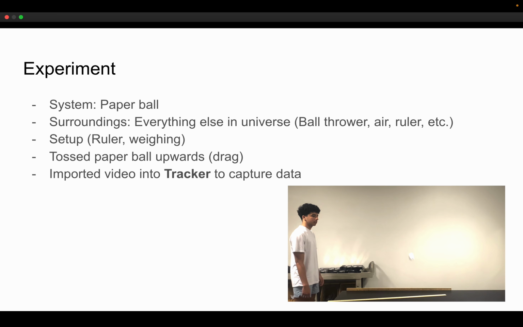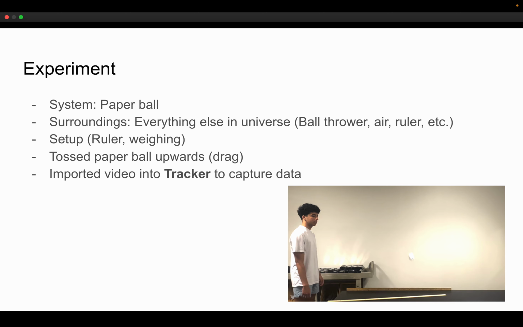For the experiment, the system was the paper ball which I threw, and everything else like the air, me, and the environment were the surroundings. We chose to use a paper ball because it would experience more visible drag due to its uneven and irregular shape. I measured the mass of the paper ball and then used a ruler in the video to set the scale in Tracker. The setup was simple.